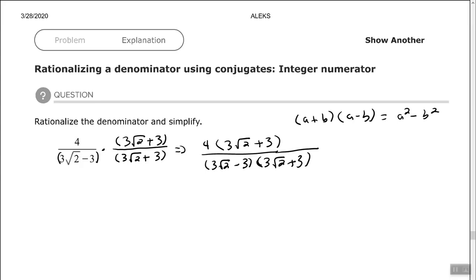All right, so in our numerator, we just use our distributive property like we have before. So we'll distribute the 4 to each one of these, and notice that the 4 is not underneath the radical. So when I multiply times 3 times the square root of 2, I will multiply times the 3 to get 12 times the square root of 2. And then 4 times 3 is 12. In our denominator, we're going to use our difference of squares rule. So it'll be the first number squared minus the second number squared.